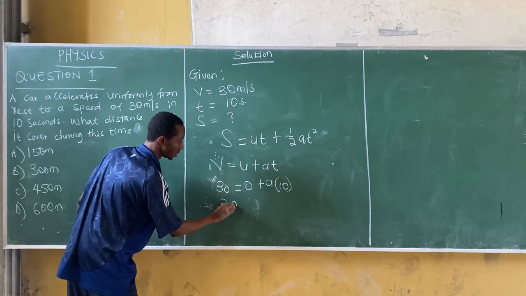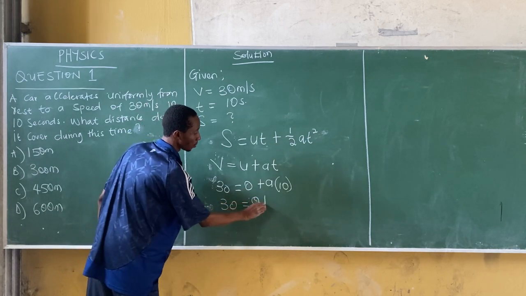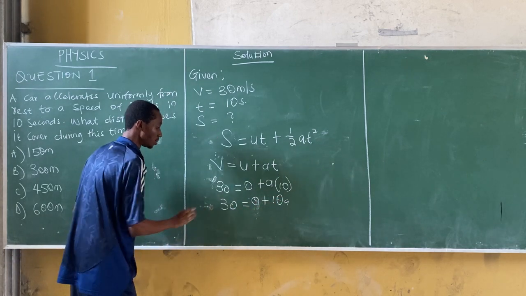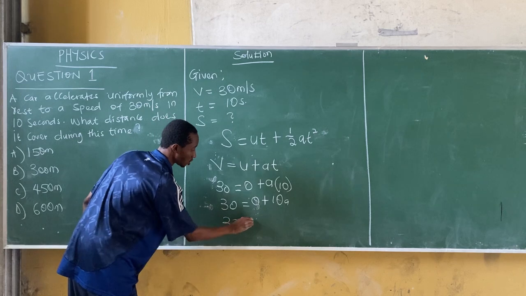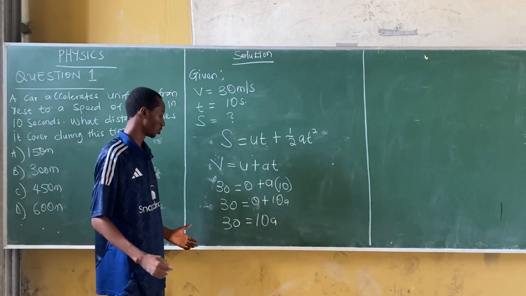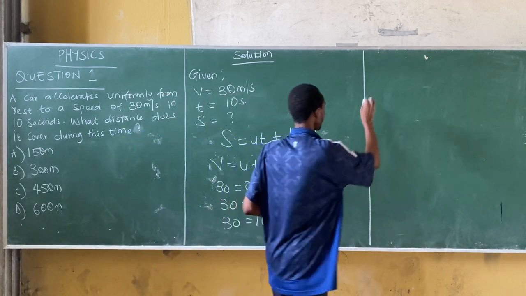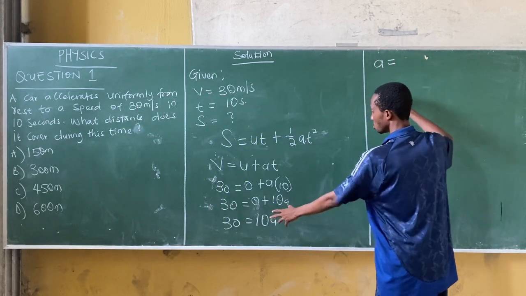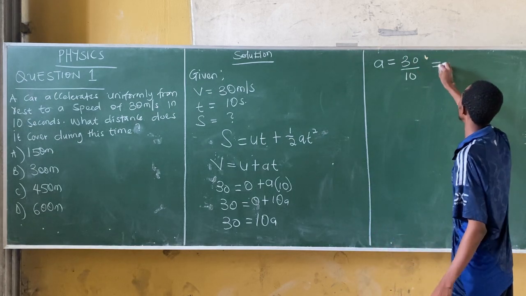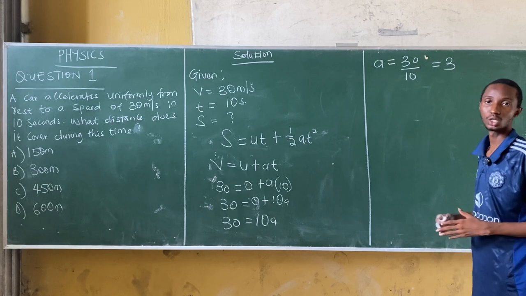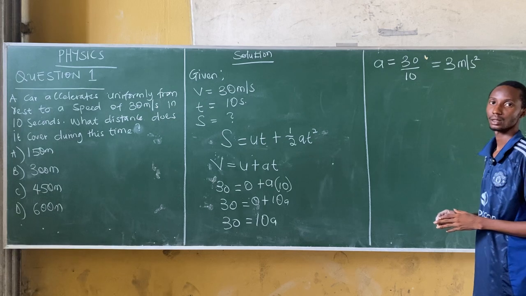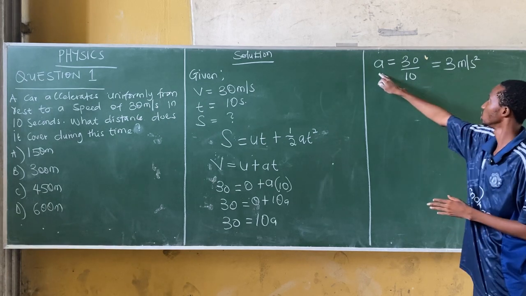This is 30 is equal to 0 plus A times 10 gives us 10A. This is the same thing as 30 is equal to 10A. If we make acceleration the subject of formula, we will have A is equal to 30 divided by 10. And this will give us 3. Acceleration is measured in meters per second squared.